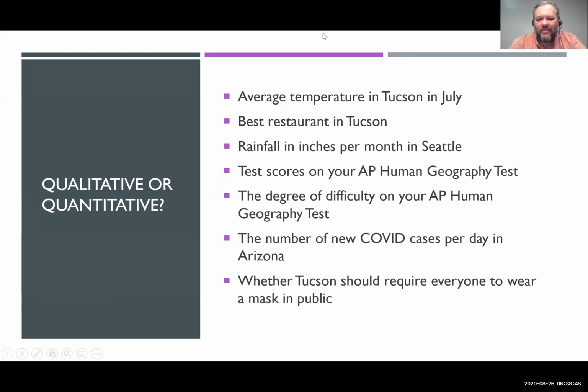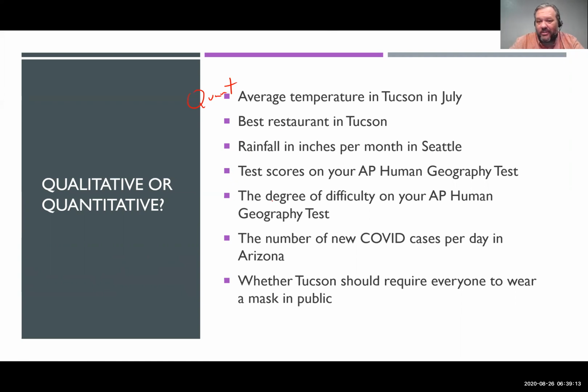All right, so average temperature in July, that is a measurable thing, so that is quantitative. I'm not going to write it out for all of them. Best restaurant in Tucson, that would be qualitative. Rainfall in inches, that's a numerical measure, so that's quantitative. Test score on your AP Human Geography test, that's numerical, so that's quantitative as well.